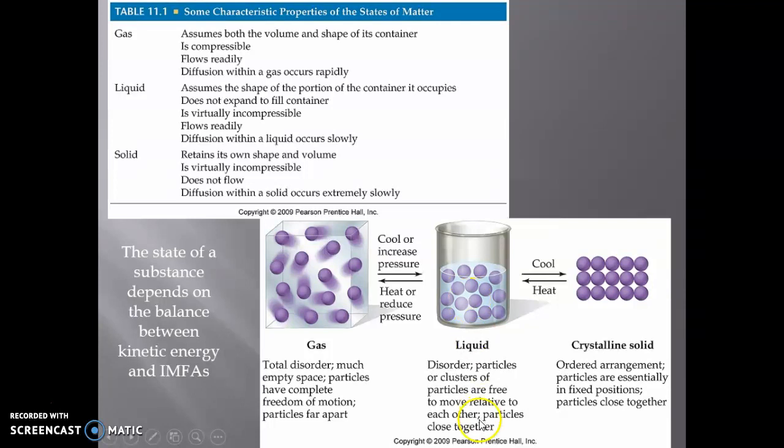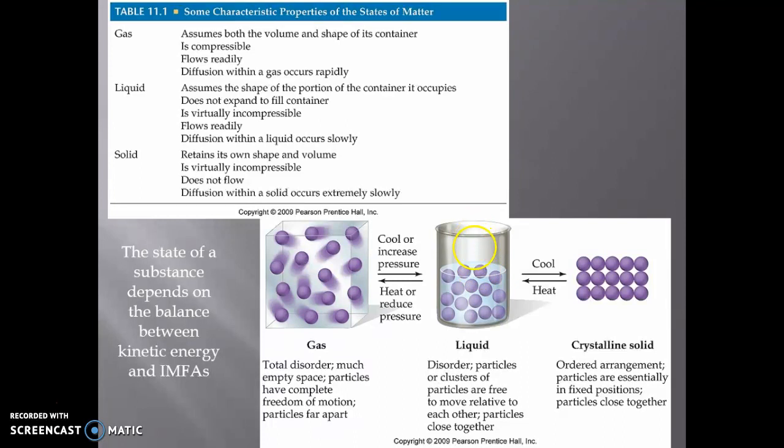So in liquids, you still have a whole lot of disorder. You have some interactions, but not a lot. So the liquids are able to take on the shape of their container. But they do have a definite volume. They don't expand to fill the container. But they're free to move around and move past each other, so they flow readily. Diffusion within a liquid happens more slowly because obviously the molecules are much closer together. And a liquid is pretty incompressible. The molecules are pretty much as close together as they can be.